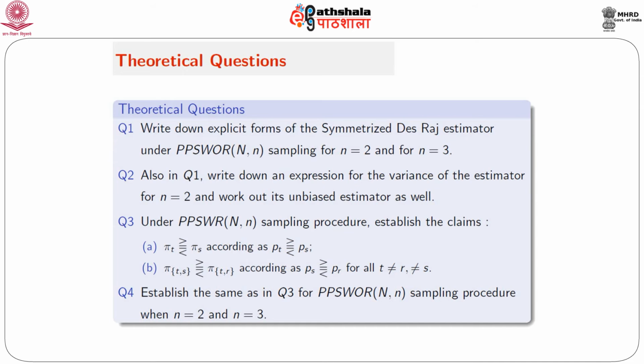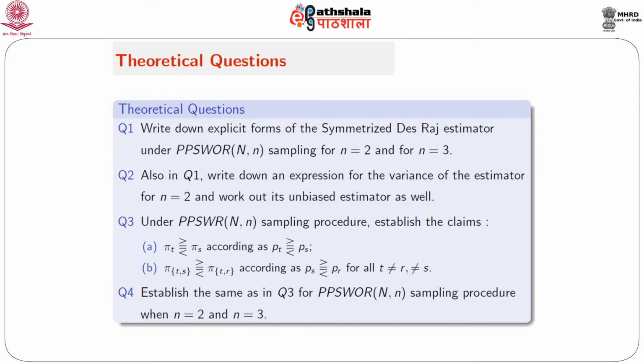Question number 2. Also in question number 1, write down an expression for the variance of the estimator for n equal to 2. Work out its unbiased estimator as well. This is a good question. You work out the variance of the symmetrized Des Raj estimator. Just follow the definition of variance and then work out the unbiased estimator. Question number 2 is not just algebra, it is more involved in the sense of concept. So, that is a concept bearing problem.